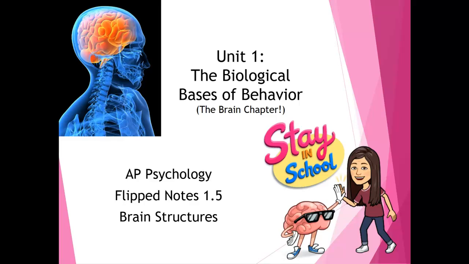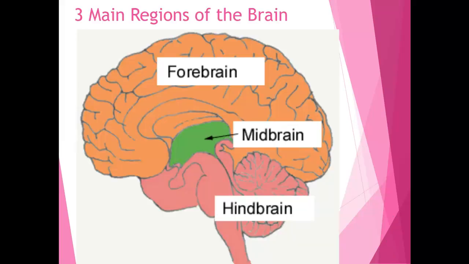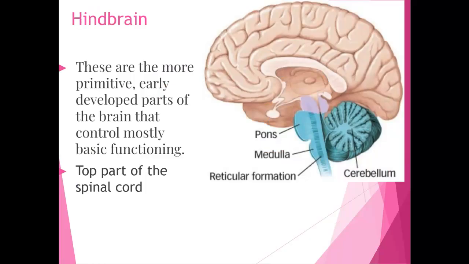Next part. Brain structures. All right, we've got three big regions: the forebrain, the midbrain, and the hindbrain. The hindbrain is at the bottom. That is all the basic primitive structures animals have are dominated by hindbrain.